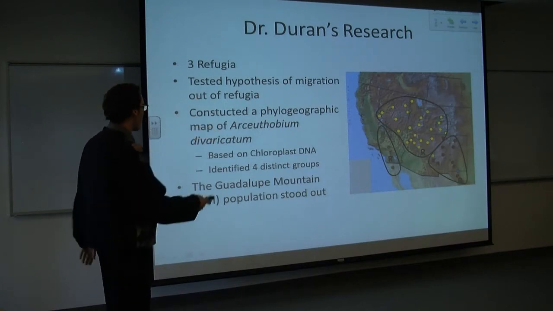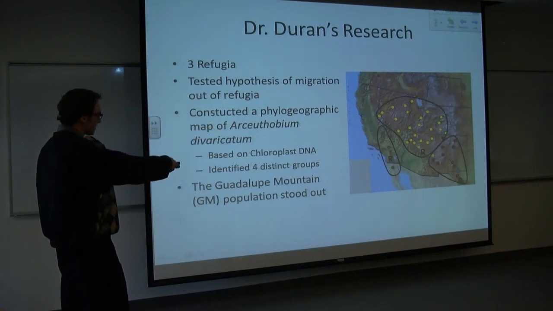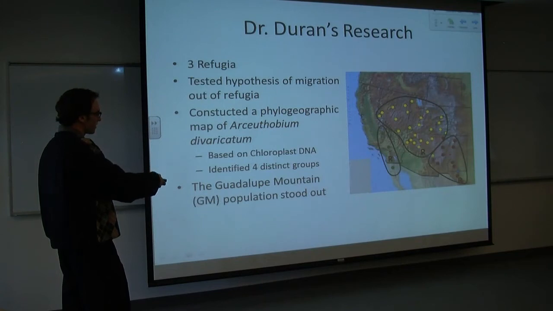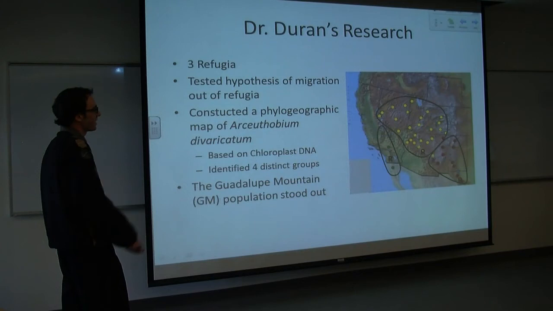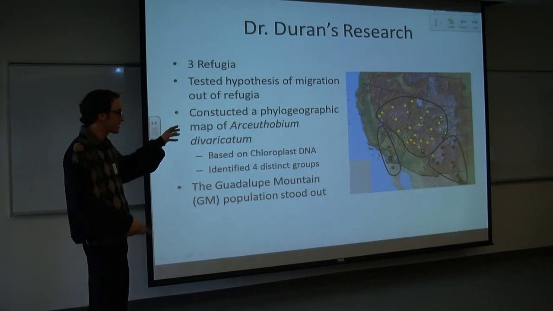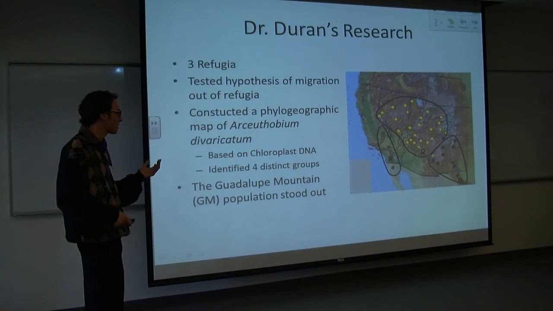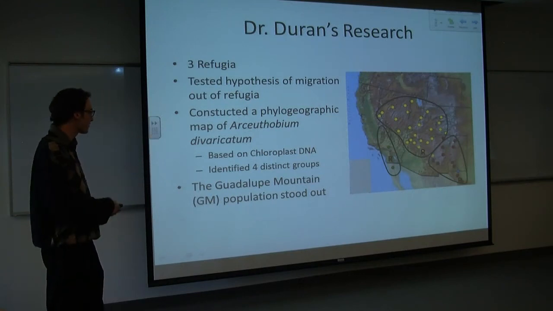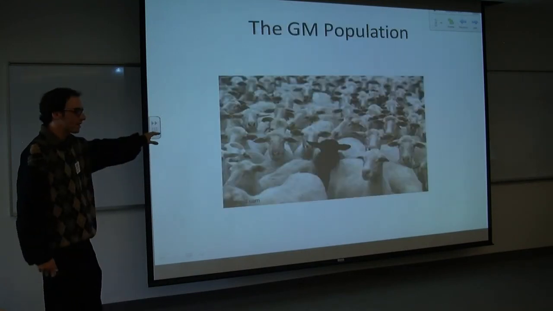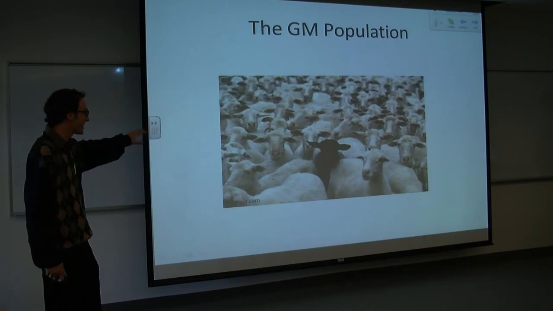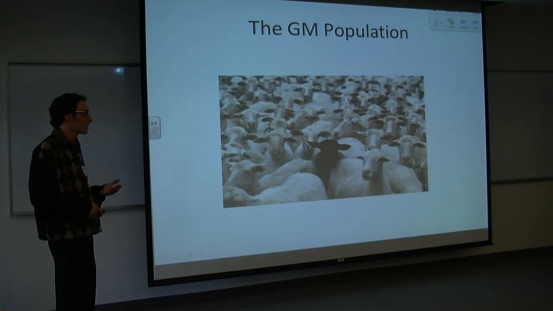However, there's this one star right here. I don't know which one's the later. This one right there, and it stood out from all the rest of the populations. It was more different from any of those populations than any of them were from each other, even though it was right in the middle of them. It stood out like this. This is what we saw when we looked at that. Its DNA is completely different.